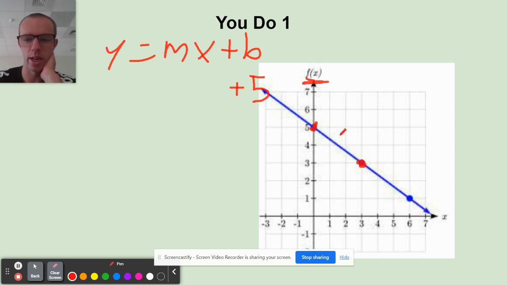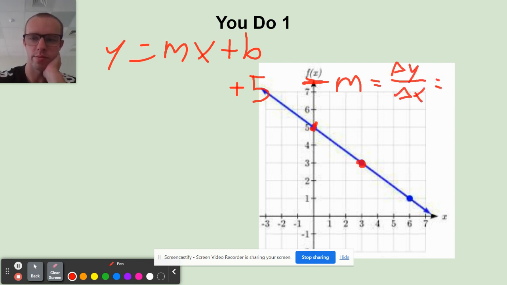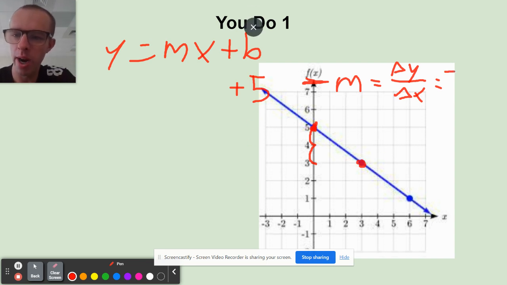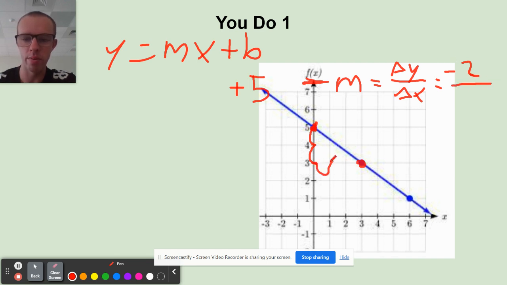And I have another point here. So to figure out my rate of change, or slope, I need to do the change in y over the change in x. So how do I get from here to here? Well, I go down 1, 2. We always read graphs from left to right. If I'm going down, my y needs to be a negative. So it's a -2. And then I go over 1, 2, 3. And so my slope is -2/3.